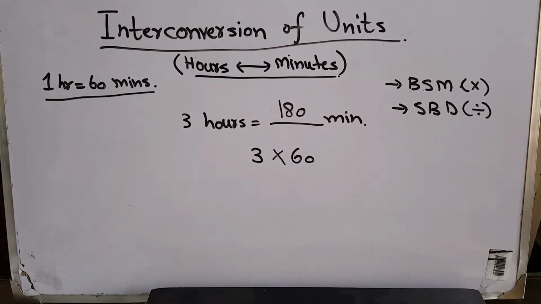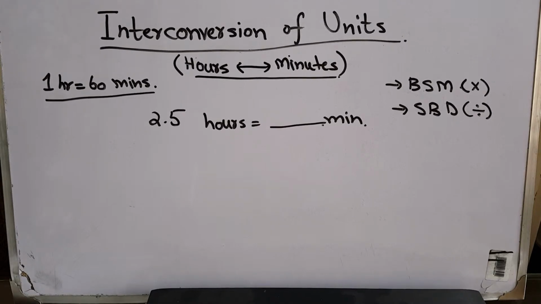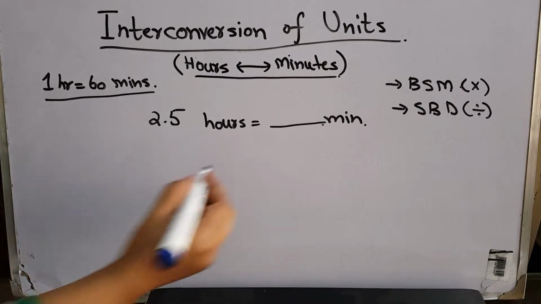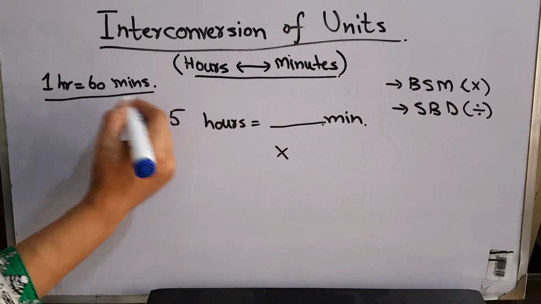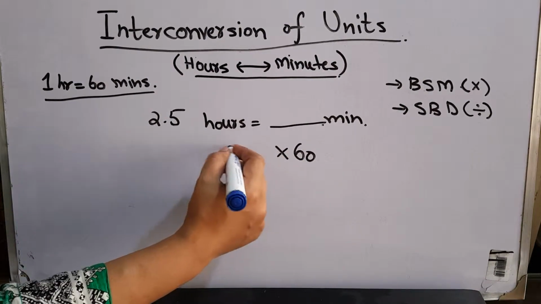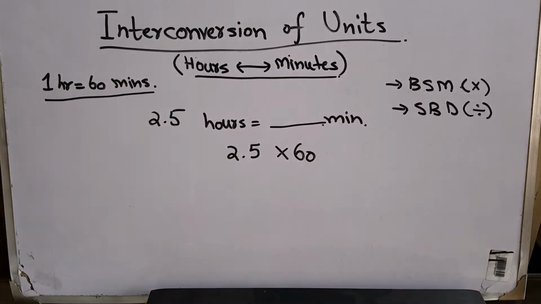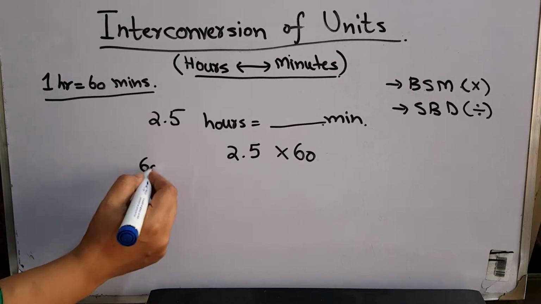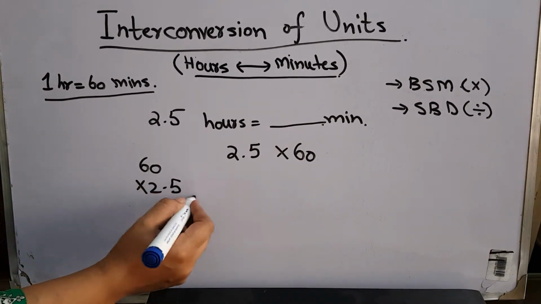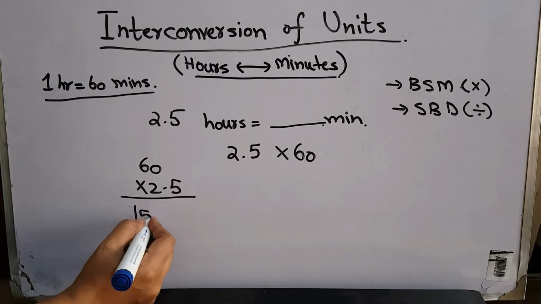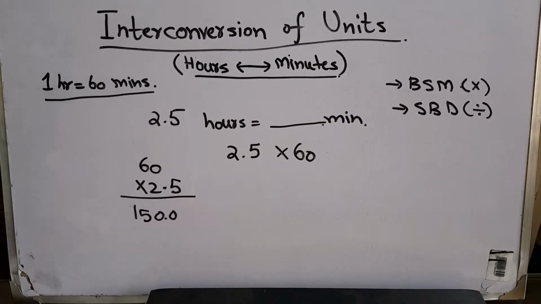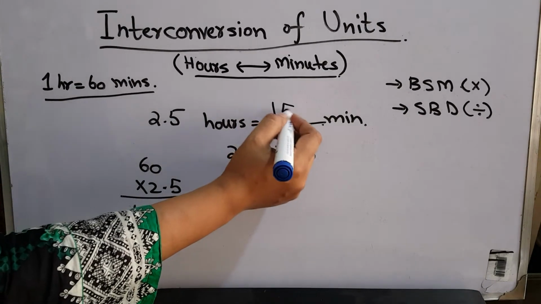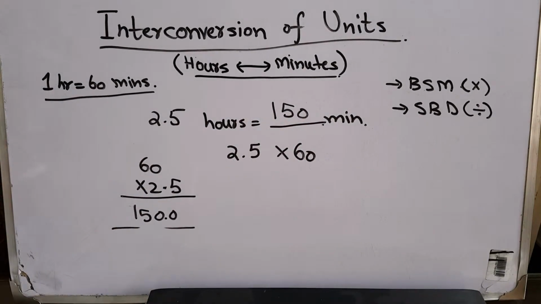Let's take one more example. Now you want to see how many minutes will be in 2.5 hours. Once again, you're going from bigger to smaller, so you'll be multiplying with our given relation which is 60, the number which is 2.5. Okay, the way you multiply them is simply up to you. I'll be writing them like this. After multiplication, I'll be getting 1500. Since you have 1 point after one number, so you'll have the point over here. So your answer becomes 150 minutes are there in 2.5 hours.